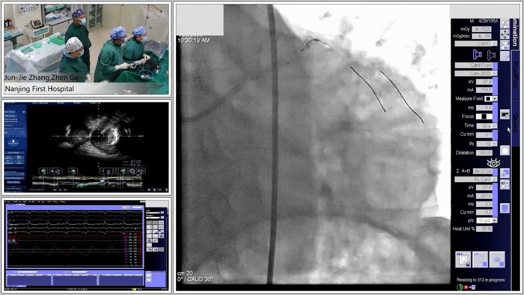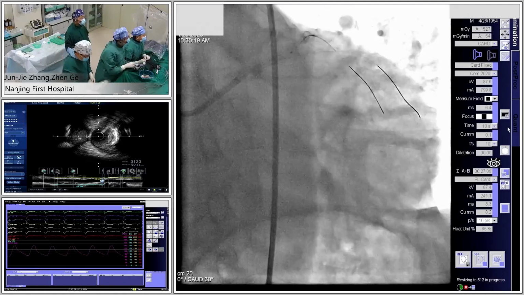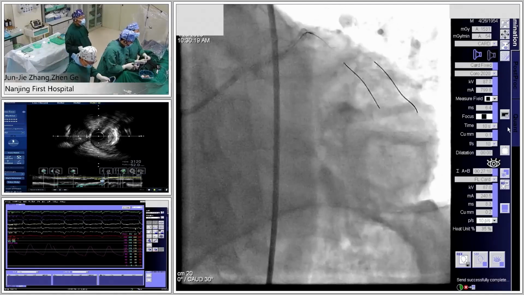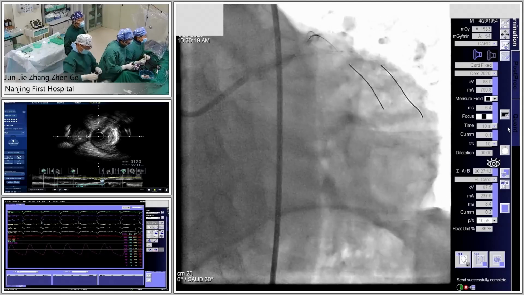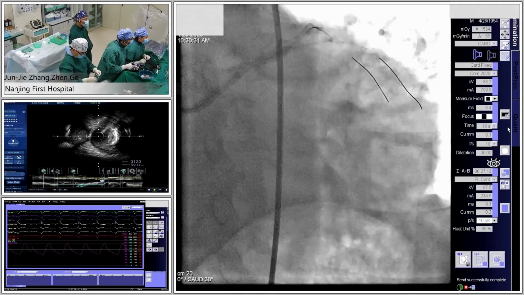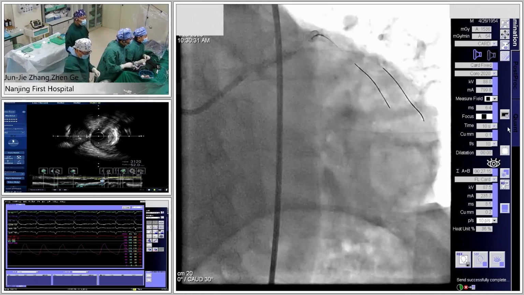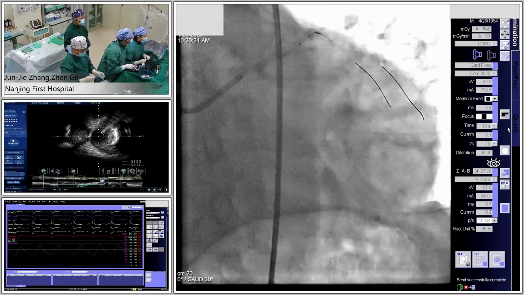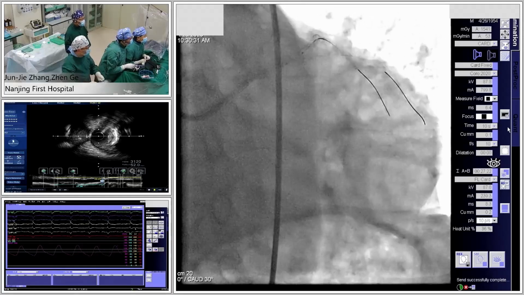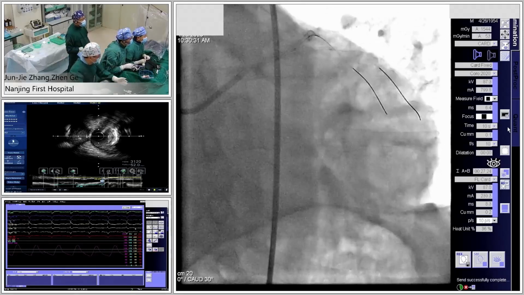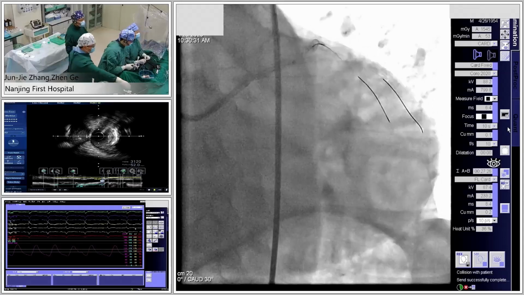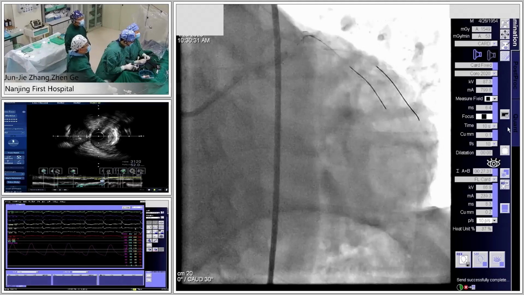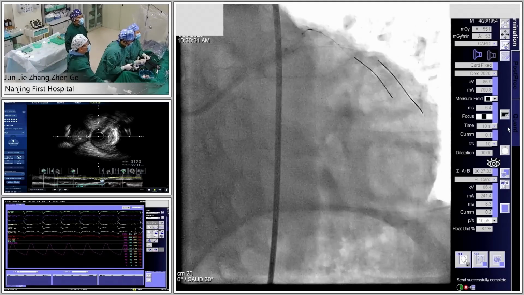Not the wire. You see the balloon is a little slipping. What do you think? Maybe a 3.5 is too large, not compatible with the distal vessel. From the IVUS imaging, be careful. Here is very calcification. Okay.